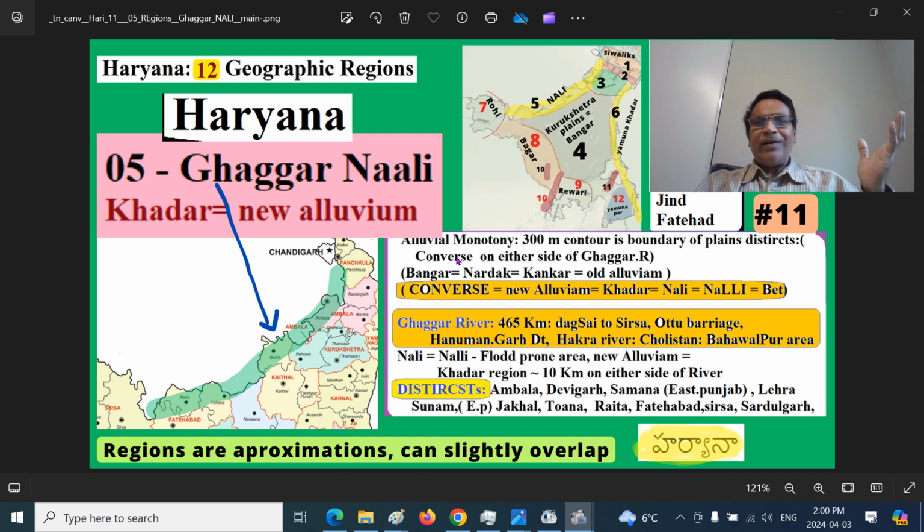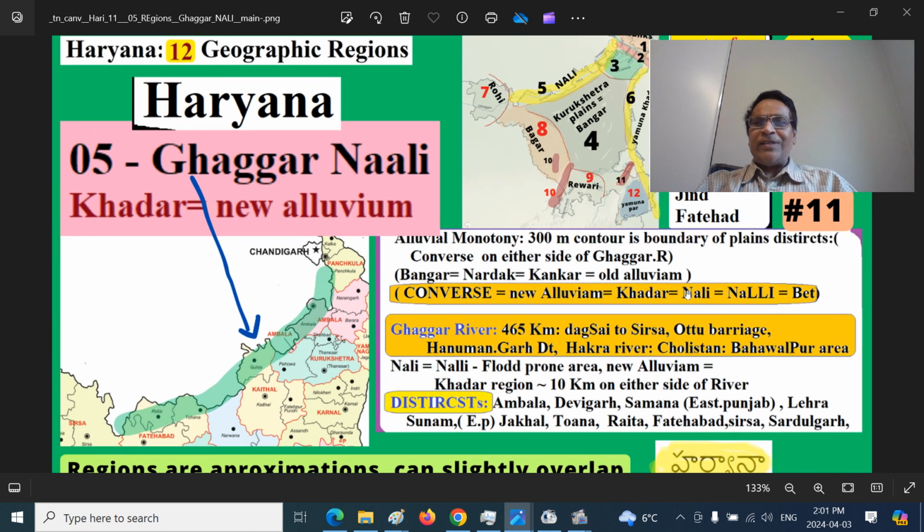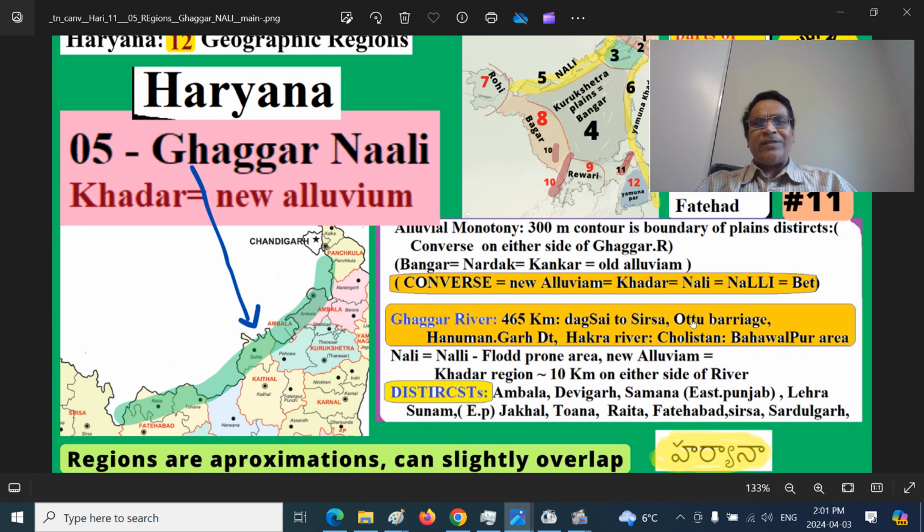Nali is the region across the Ghaggar. If you take the Ghaggar river, roughly 5 or 10 kilometers on either side, the right hand bank or left hand bank, is the new alluvium. The old alluvium we discussed before is the Kankar region, Nardak region, Bangar region, also called the Kurukshetra plains in Haryana. Conversely, the new alluvium is the Khadar region, sometimes called the Nali region. Remember, these are spelled differently, Nali or Nala. Sometimes it is called the Bet region.